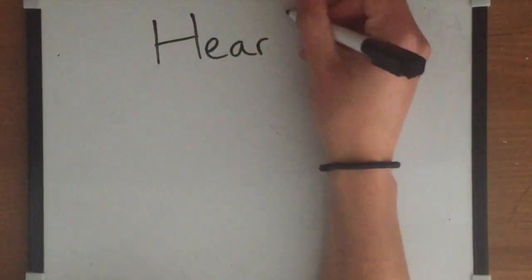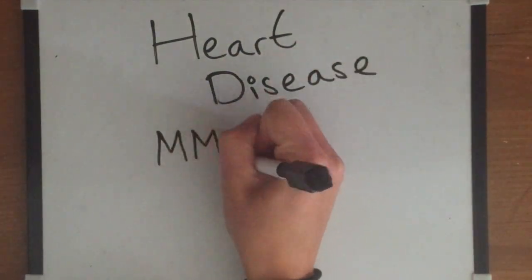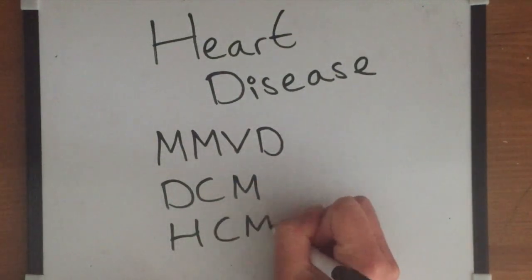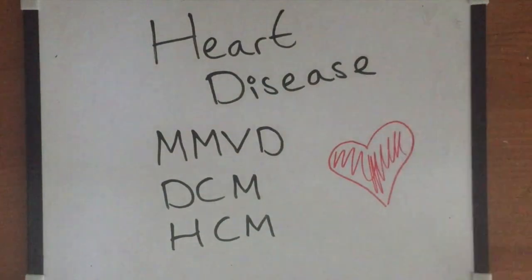In this video, I will be discussing 3 common heart diseases found in dogs and cats: myxomatous mitral valve disease, dilated cardiomyopathy, and hypertrophic cardiomyopathy, and I will be discussing the pathophysiology of each.